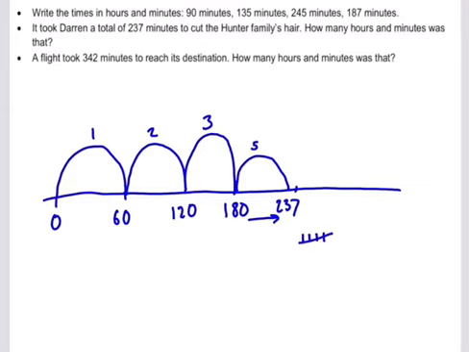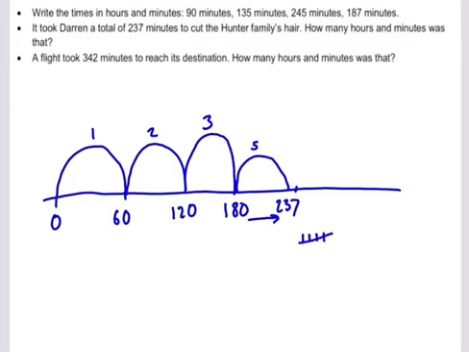Now, obviously that's a worded question, so you would write it out as a worded answer. So you would write, Darren took 3 hours and 57 minutes to cut the Hunter family's hair, which sounds like an awful lot of hair.